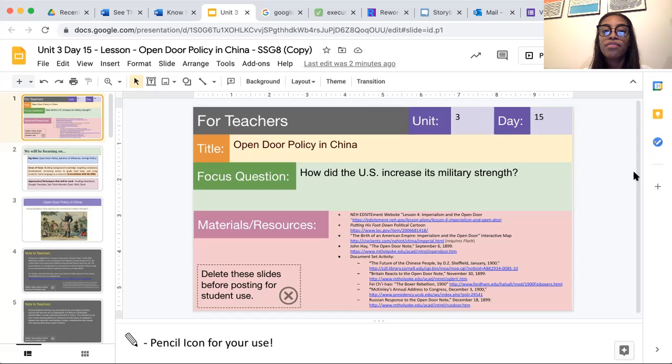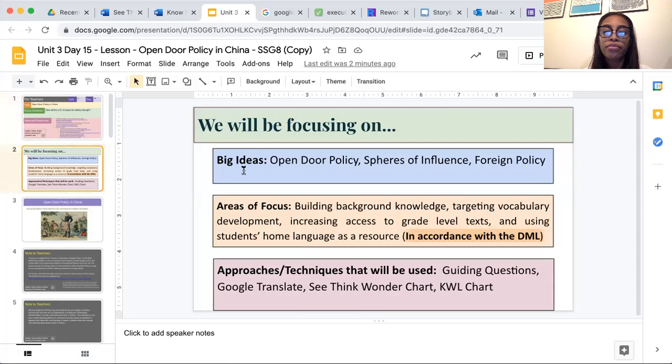The title of this lesson is Open Door Policy in China, and the focus question is how did the US increase its military strength? The big ideas are open door policy, spheres of influence, and foreign policy.